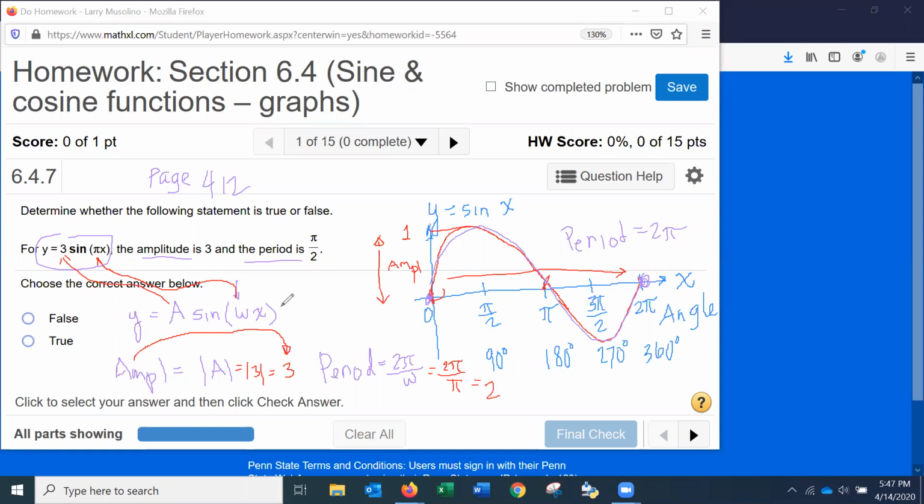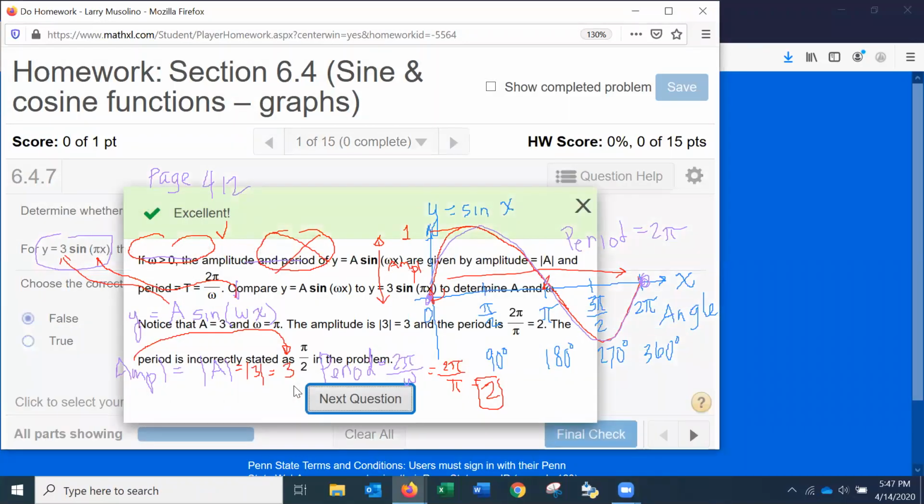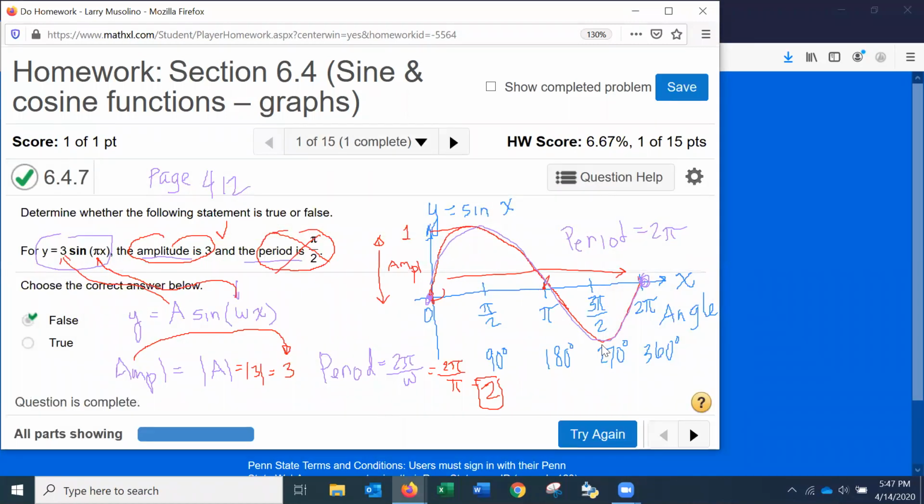So let's see their answer. They said the amplitude is 3. We agree with that. But they said the period is pi over 2. We disagree with that. Right? Our period was 2, not pi over 2. So the answer to this question is false. Their statement is not correct. So we're going to say false on that one. Okay? All right, let's go to the next question. Let's do a few more of these examples.